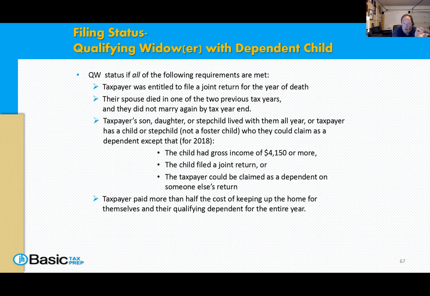So if they were 18 years old themselves and had a child and something happened, maybe they were in a car accident and one of the 2 parents was killed, who knows? And they now have a dependent child themselves, but they can still be claimed on somebody else's tax return.